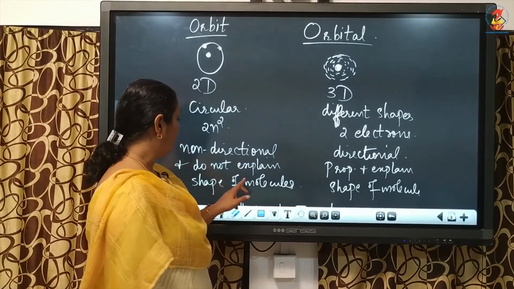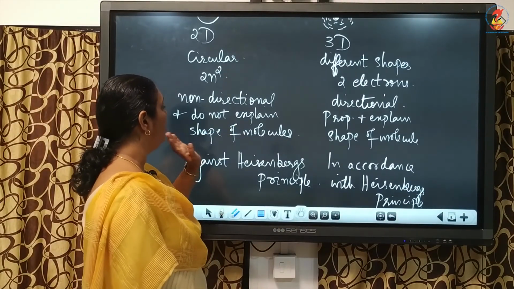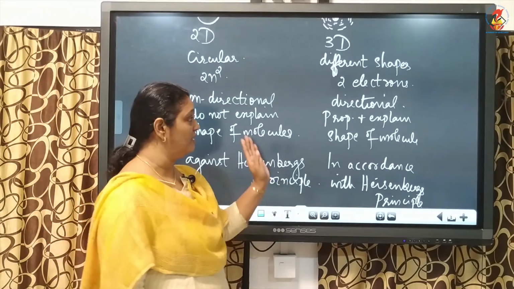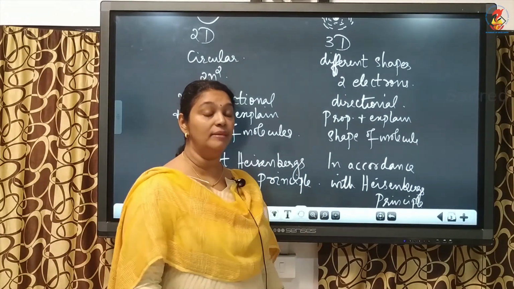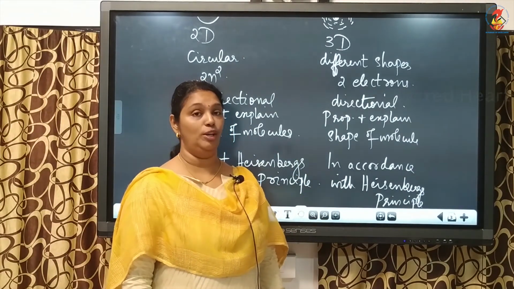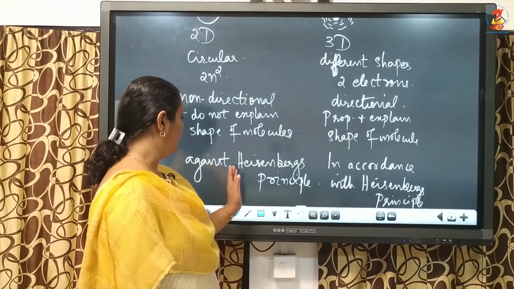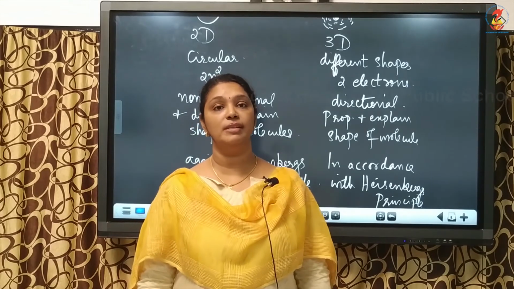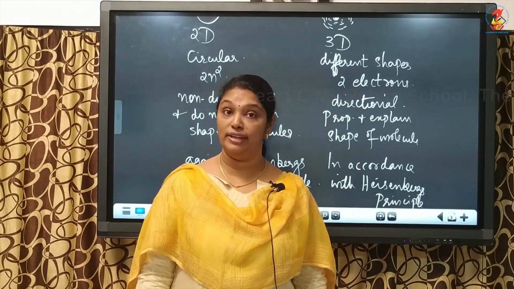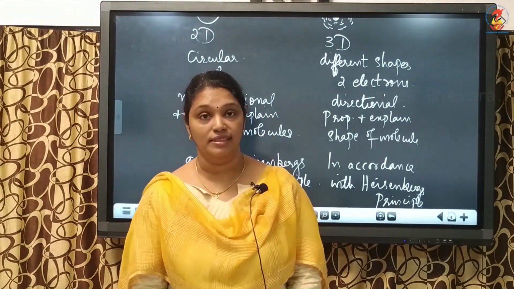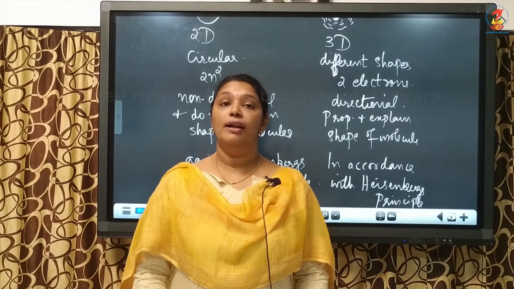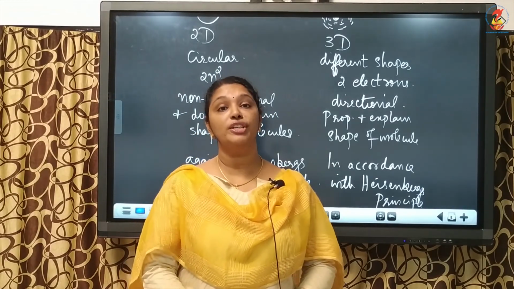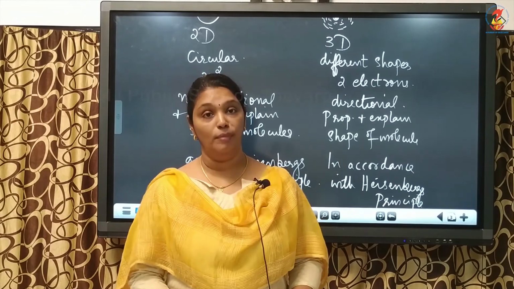Now, orbits are non-directional in character and do not explain the shape of molecule, whereas orbitals are directional in character and they explain the shape of molecules. And the concept of orbit is against Heisenberg's uncertainty principle, whereas concept of orbital is in accordance with Heisenberg's uncertainty principle. Now next let us see the important features of quantum mechanical model.